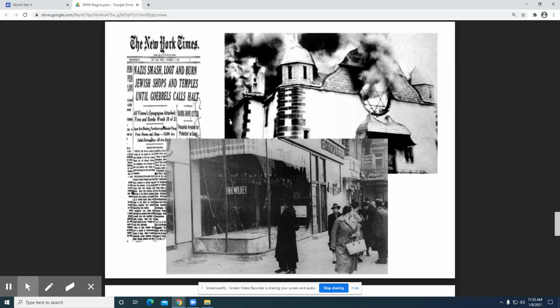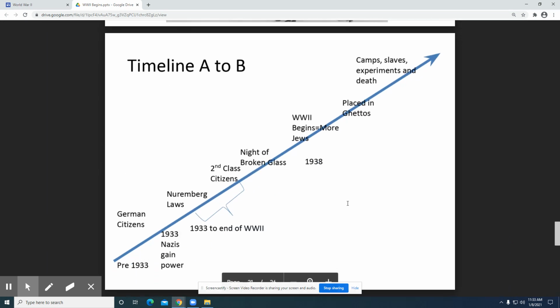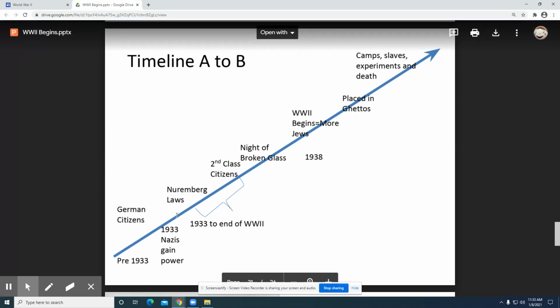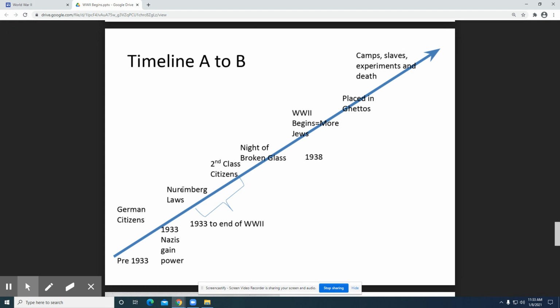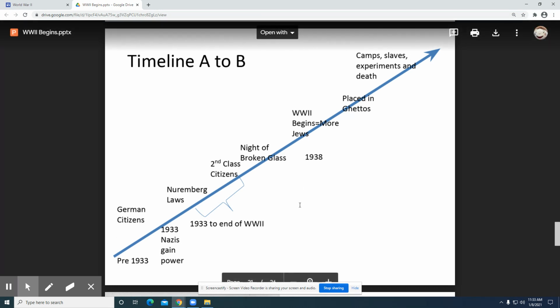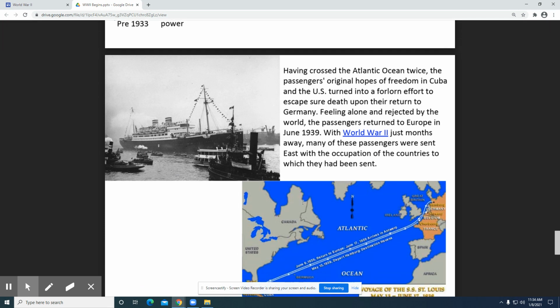Here you see some images for Kristallnacht, or the Night of Broken Glass. This timeline is trying to show you the progression of German Jews. First, they're citizens. The Nuremberg laws take that away, and then before you know it, World War II begins. They acquire more Jews. They're trying to shoot the Jews, put the Jews in ghettos and concentration camps. So I'm kind of showing you the progression of what happens to the Jewish people.